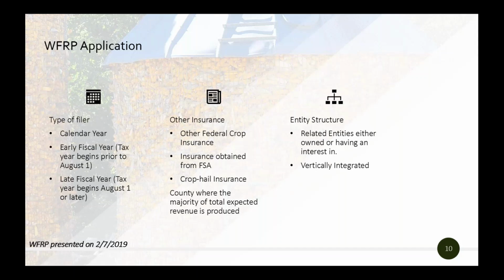And then finally, you need to identify the county where the majority of the total expected revenue is produced. Whole farm is a little different than all of the other federal crop insurance policies, because most of the other policies are county-based. Whole farm covers, as we discussed on Tuesday, 100% of your farming operation, and many farming operations.